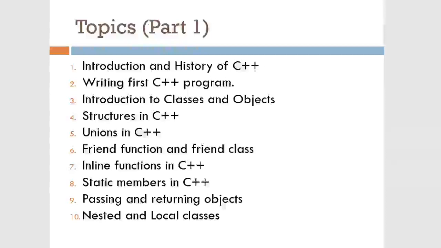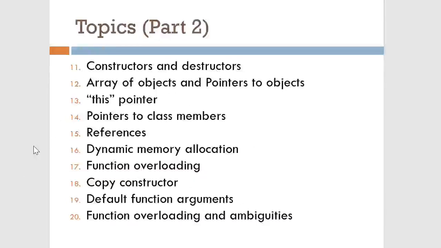we'll write our first C++ program, then I will introduce you to classes and objects. We'll talk about structures and unions in C++, friend functions and friend classes, inline functions and static members in C++. We'll see how to pass and return objects to functions in C++ programming. We'll talk about nested and local classes. It's going to be relatively easy.